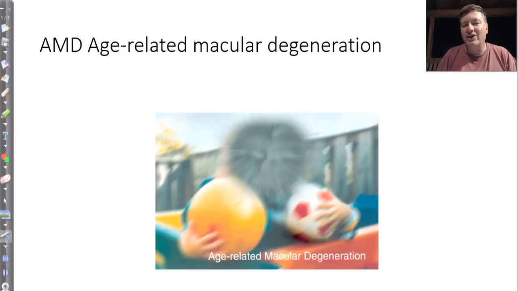We won't get into all the causes of AMD. Smoking is a complicating factor. Other conditions like diabetes can make it worse, but AMD is one of the more common causes of vision problems when someone ages.